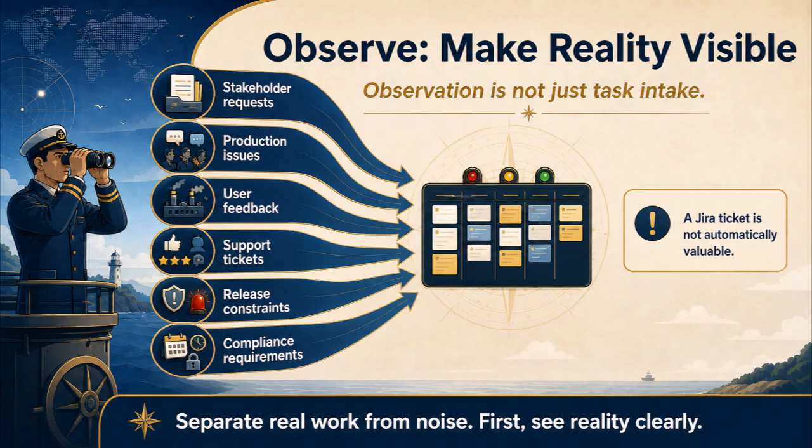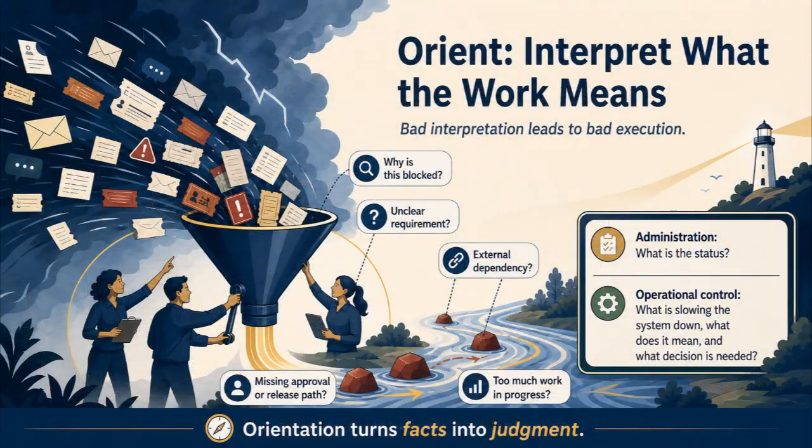The second stage is orient. This is where the team interprets what the work actually means. Orientation is the most important part because bad interpretation leads to bad execution. A team may observe that a ticket is blocked, but orientation asks why. Is the requirement unclear? Is the dependency external? Is the product owner unavailable? Is the release pathway undefined? Is compliance approval missing? Is the team carrying too much work in progress?